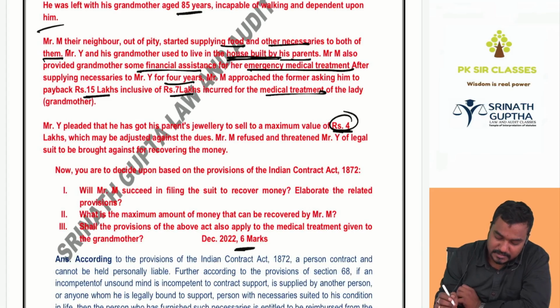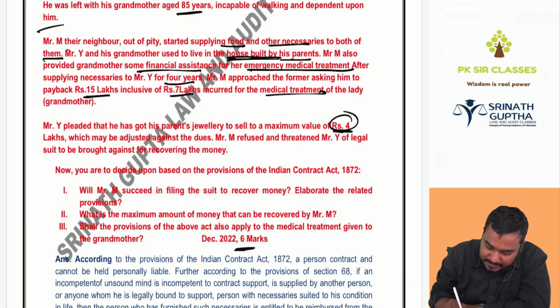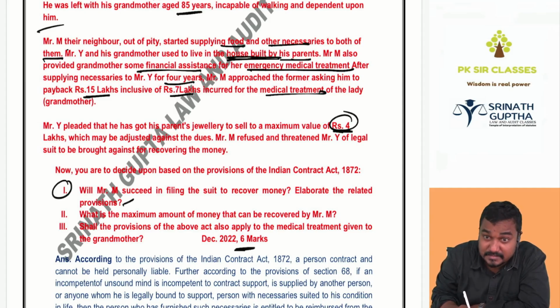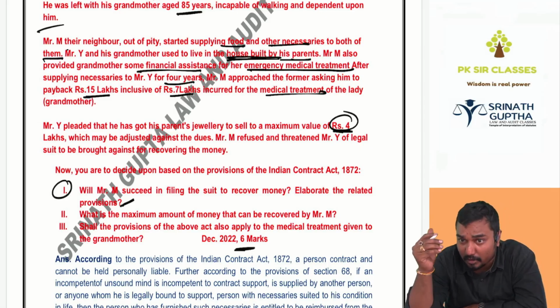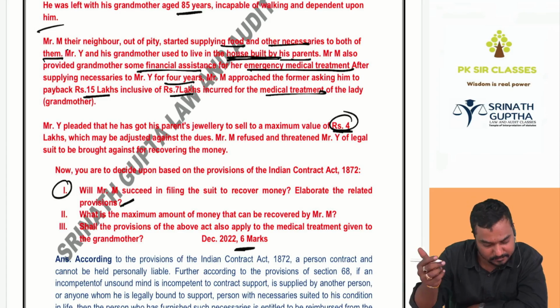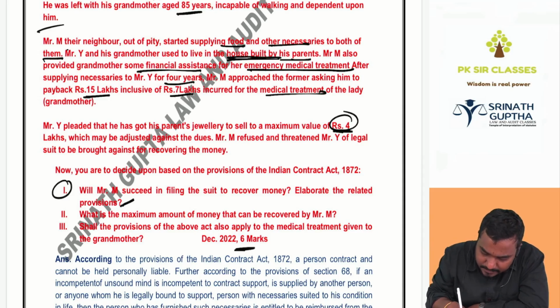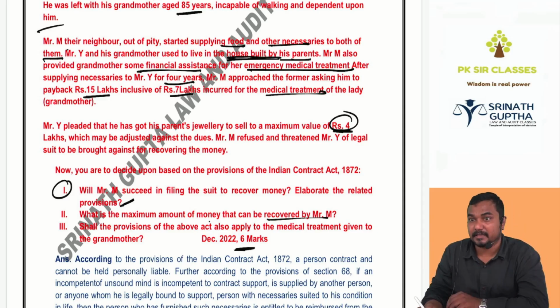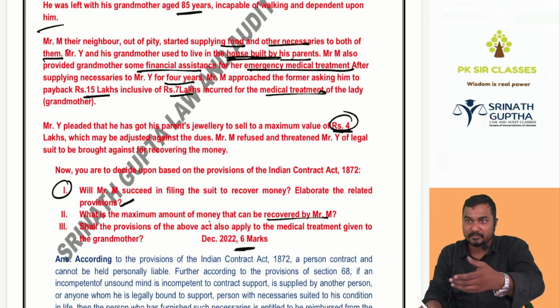6 marks, beta. 3 questions are there. Will Mr. M succeed in filing the suit to recover the money? Yes. Because if necessaries are supplied to an incompetent person or his dependent, we can recover from his estate. He has jewelry worth 4 lakhs and the building is also there. We don't know the value of the building, obviously more than 10 lakhs. What is the maximum amount of money that can be recovered? Right now 4 lakhs for sure, plus extra from the building.